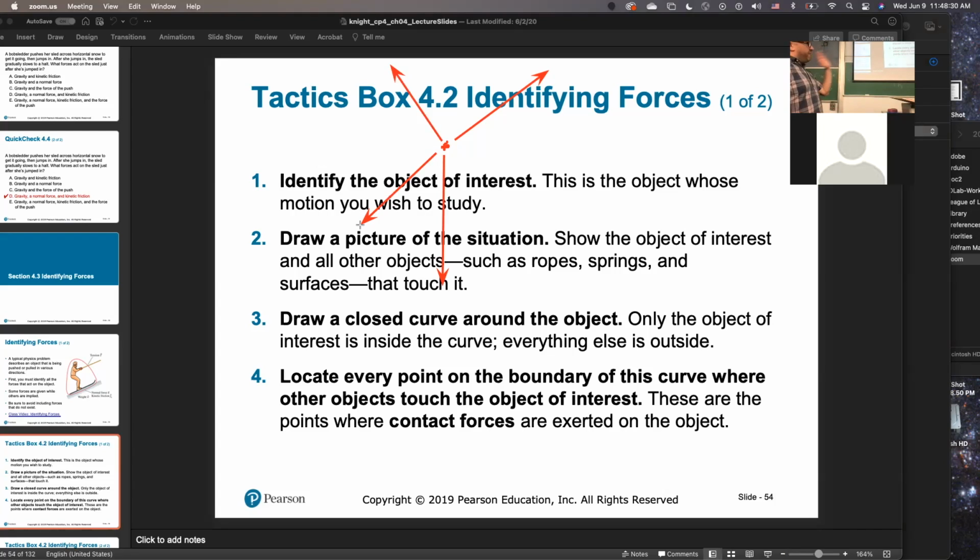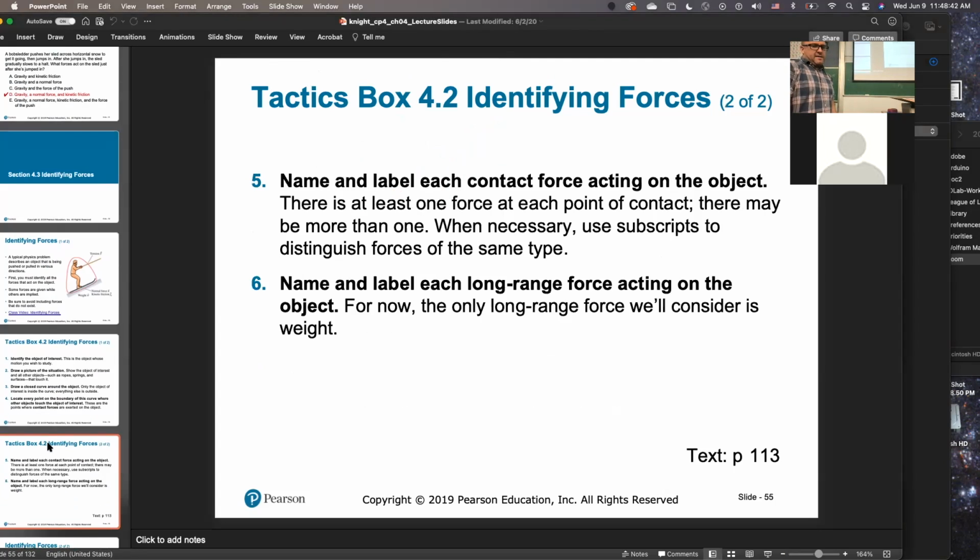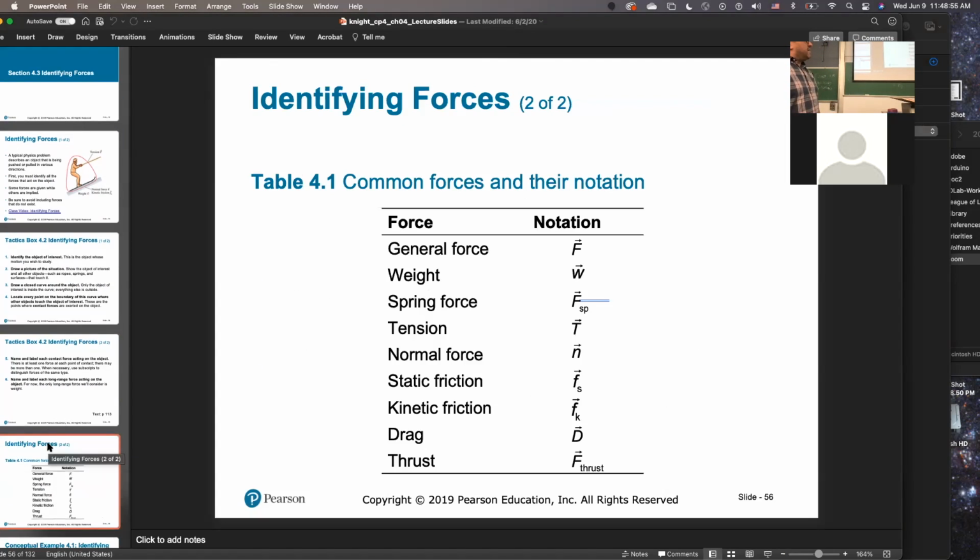Okay. So locate every point on the boundary of this curve where the objects touch your object of interest. And hopefully, if you've got all the forces, then it shouldn't be too bad. Okay. Label each force clearly so you don't forget what it is. And then name and label each long-range force acting on your object. So gravity or the force of a magnet or whatever it is. Okay, so here are our common forces: drag, static friction, kinetic friction.